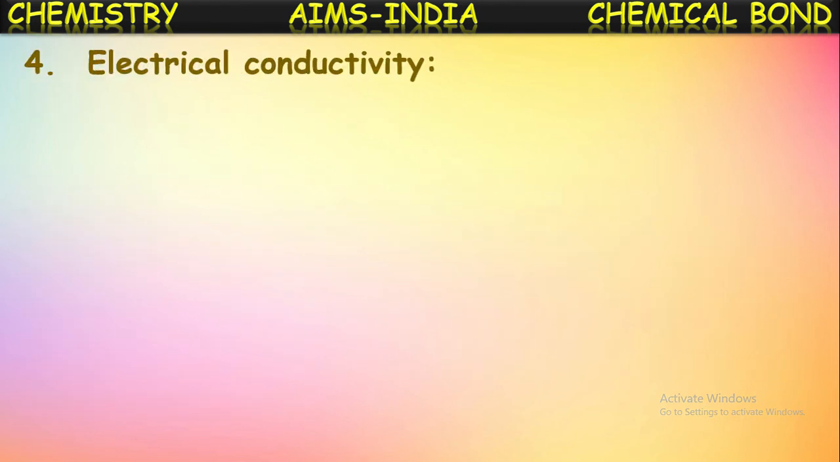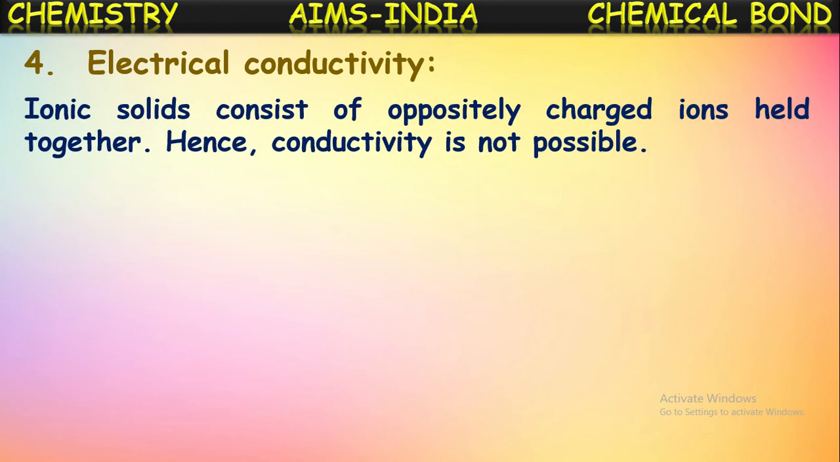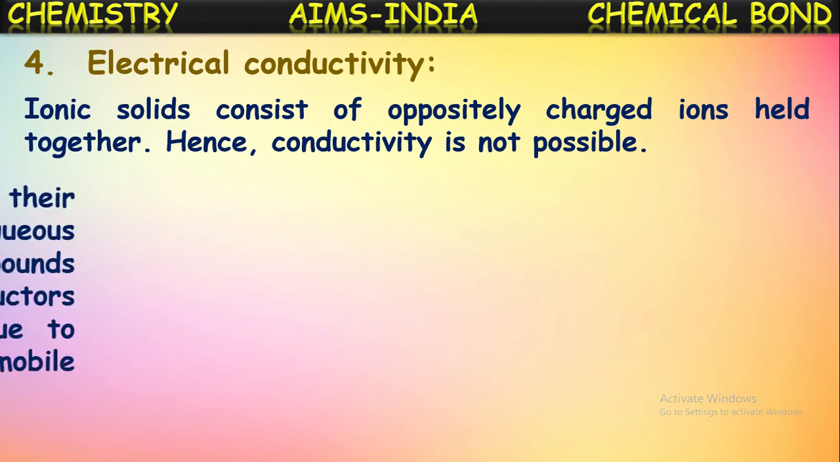That's about solubility. Next property, electrical conductivity. Ionic solids consist of oppositely charged ions held together with strong electrostatic forces. So they cannot move. Hence, conductivity is not possible because in ionic solids, all the ions are held tightly with oppositely charged ions with electrostatic forces between them. So there is no mobility for these ions. That's why ionic compounds are bad conductors of electricity in the solid state.